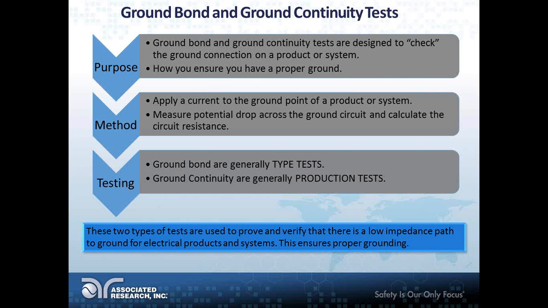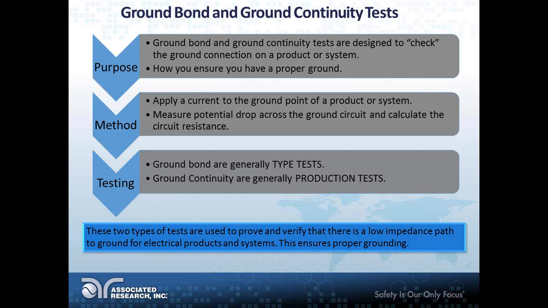So your method here is to apply current to a ground point, a product, or a system, and you measure the potential drop across the ground circuit and calculate the circuit resistance. So you're applying this current, you're measuring this potential drop, and as a result of that you can get a resistance value to see, in fact, how low is the impedance on your grounding circuit. Is it low enough, and is there something you need to do to make a better or more attractive path for the electricity?